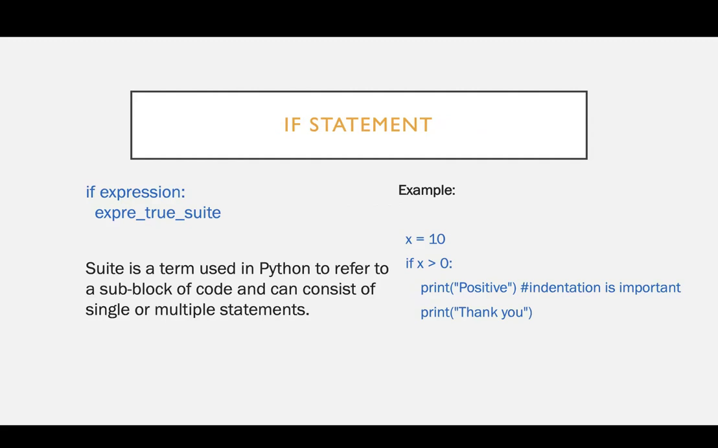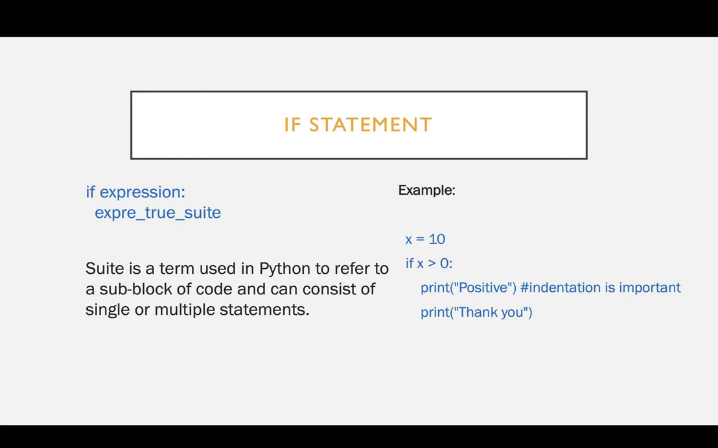So this is saying if a certain expression is true, colon, we'll have an expression true suite. This suite could actually be a block of code. It's not just one statement. It could be a block of code, several instructions, single or multiple statements.